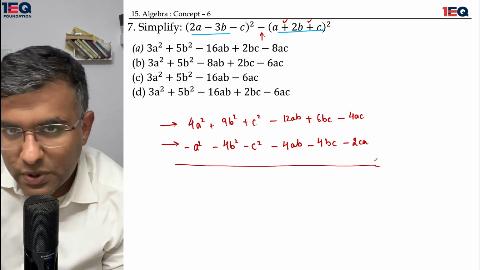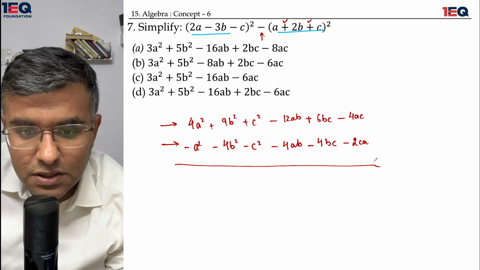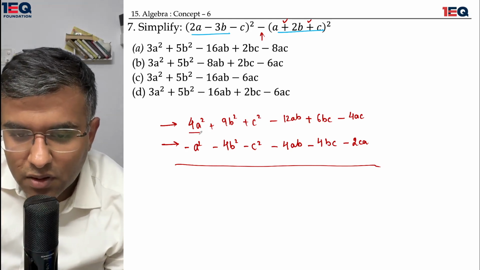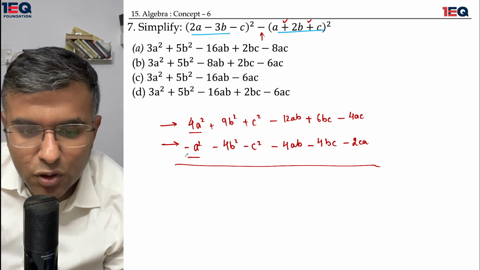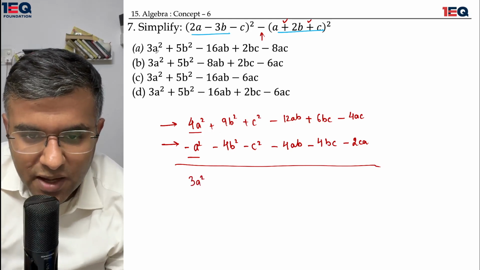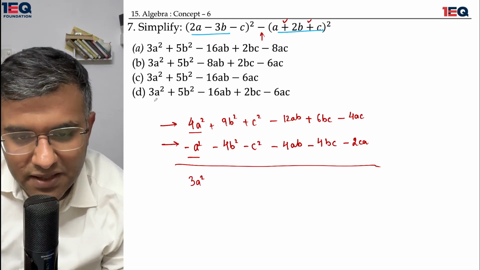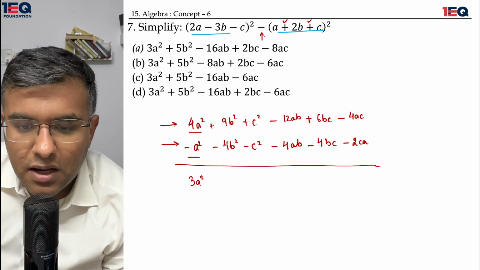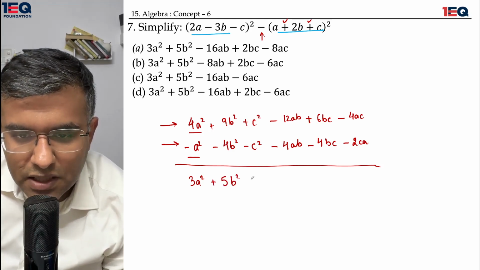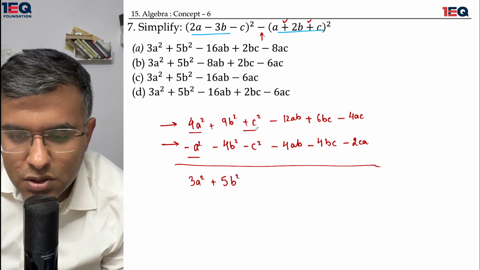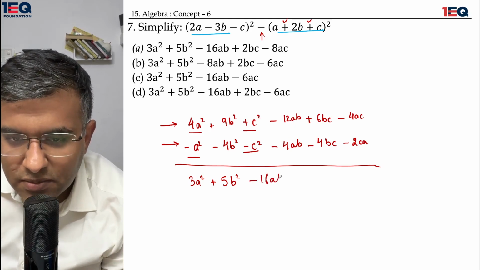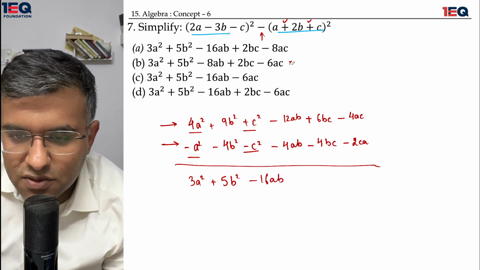Now this entire equation is basically part of the same equation, right? So I'll try to figure out the like terms together. The coefficients of a square, 4 minus 1 is 3, 3a square. I'm getting the answers straight away. I'm on the right track. 9 minus 4 is 5, plus 5b square. And then the c square term is going to vanish because one is positive, the other is negative. Then I would have a minus 16ab.